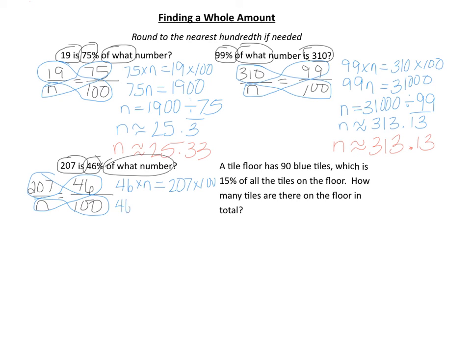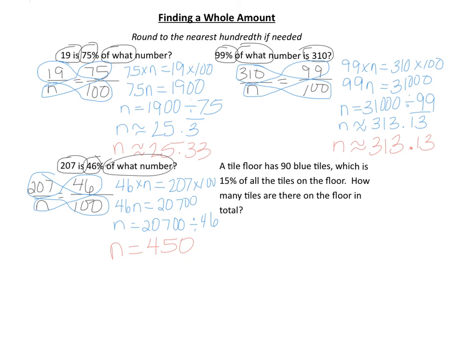And we get 46 times n is 46n. 207 times 100 is 20,700. We then divide the 20,700 by 46 to get that n equals 450.